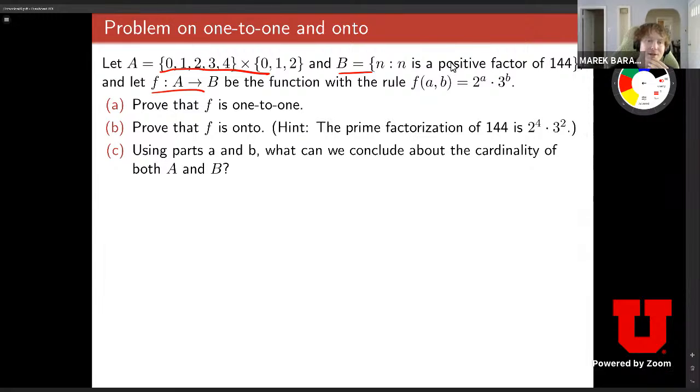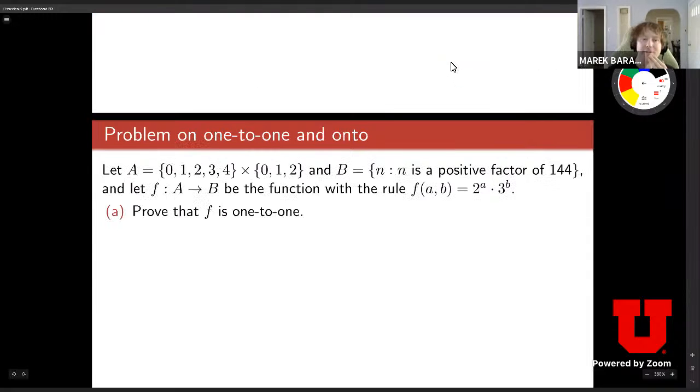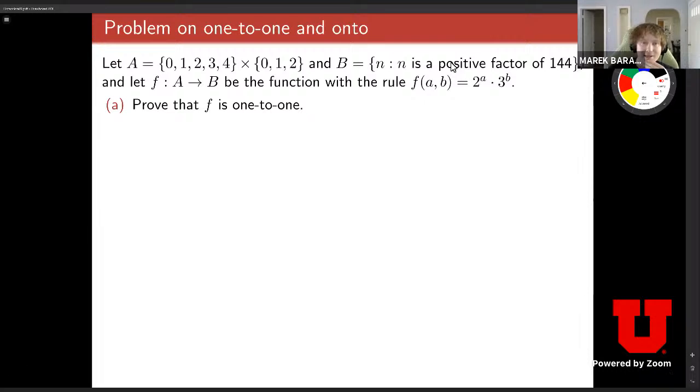And then B. So first, we're going to show that this function is one-to-one. Does anyone want to tell me what we need to show for this to be one-to-one? So just start with the definition of that.